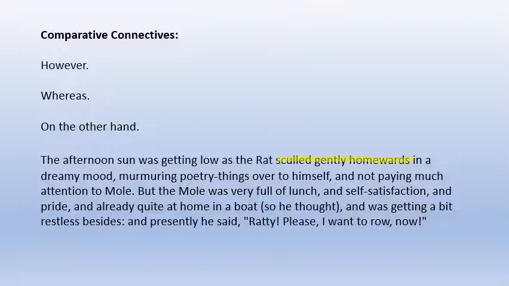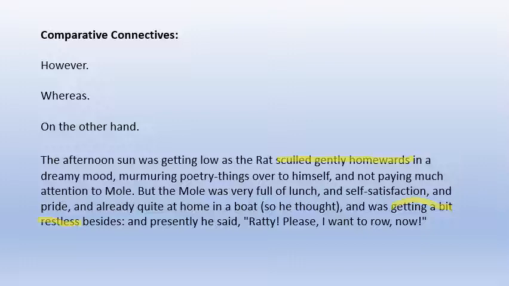And then down here we've got Mole, full of lunch and self-satisfaction and pride, and was getting a bit restless. So getting a bit restless. So that's a difference, isn't it, between Ratty and Mole. Rat's nice and relaxed, shown by the quote "sculled gently homewards". Mole is getting a bit fidgety, as it says there, "getting a bit restless".